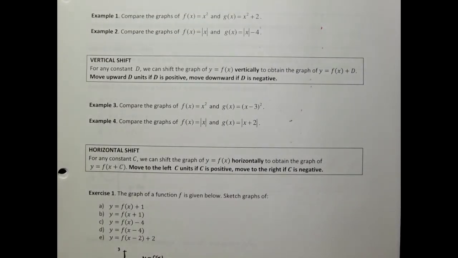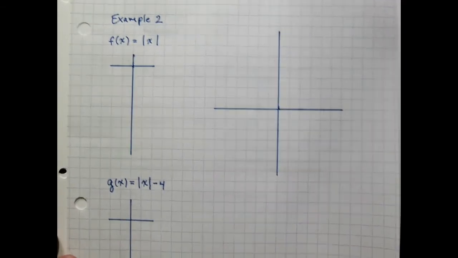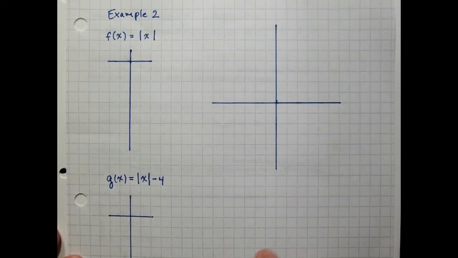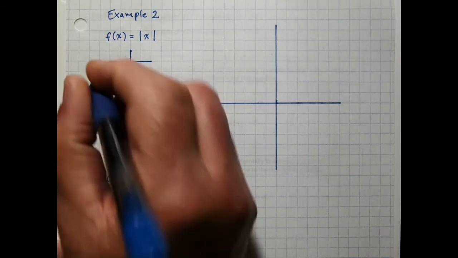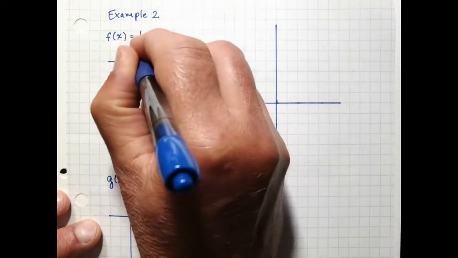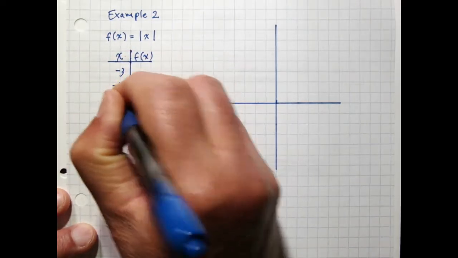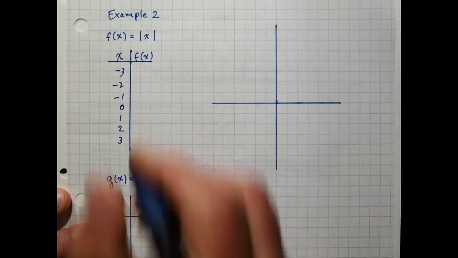A couple other functions that we're going to work with, and kind of a similar sort of situation, right? We're working with the absolute value of x, and also the function g is the absolute value of x minus 4. And so let's go ahead and plot some points. So I'm just going to try negative 3 through 3 again.